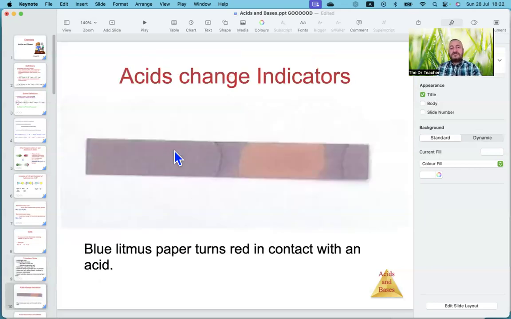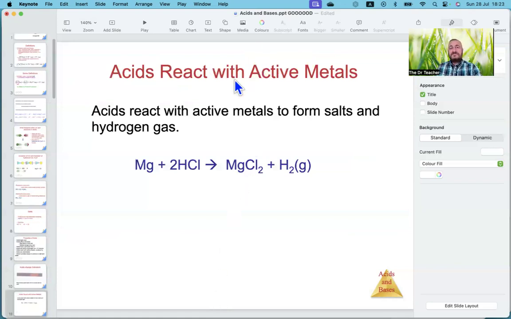Acids change indicators. The blue litmus paper will change to red. You see this red spot? So that's in the presence of acid. So a blue litmus paper turns red in contact with an acid. Acids react with active metals to form salts and hydrogen gas. And you can see here magnesium with 2 moles of HCl will give you magnesium chloride and hydrogen gas.